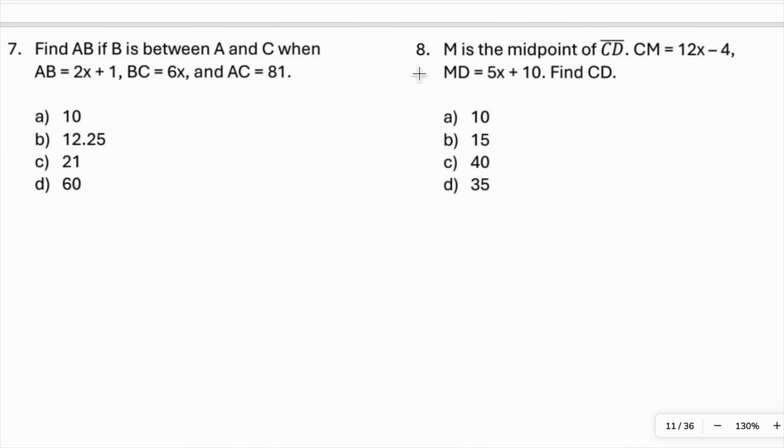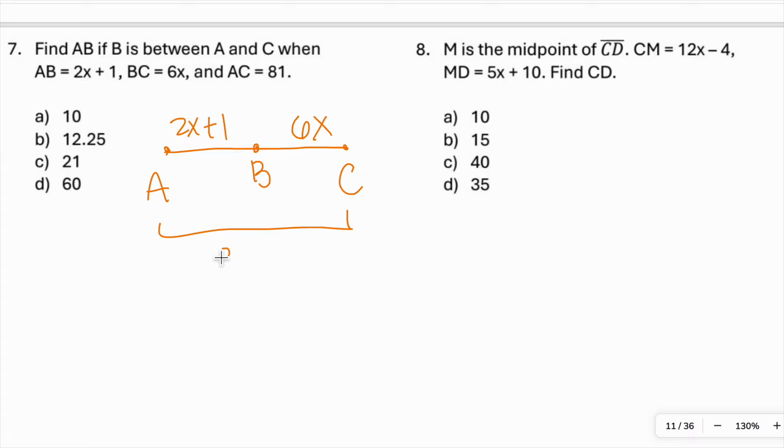Number 7, find AB if B is between A and C. So again, let's maybe draw a picture here. B is between A and then C. AB is 2x plus 1. BC is 6x, and then AC is the entire length, 81.